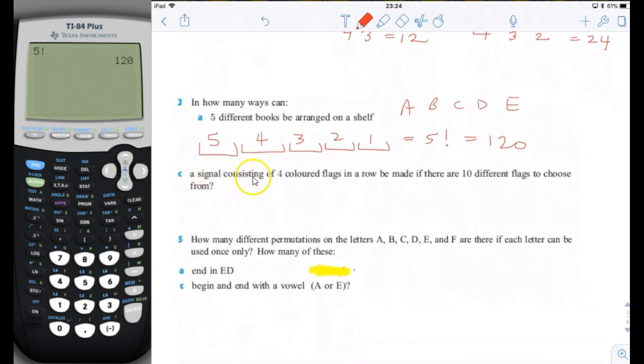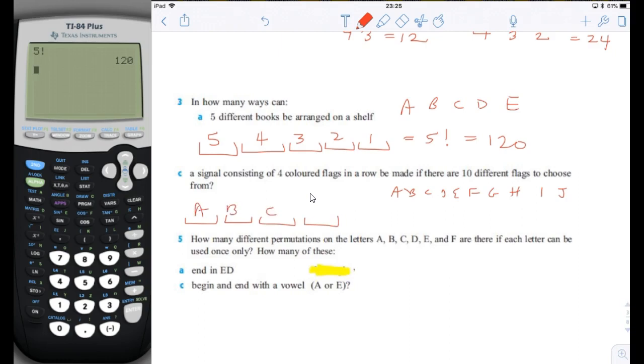3C. A signal consisting of 4 colored flags in a row can be made if there are 10 different flags to choose from. Okay, so basically you've got 10 flags. So you have 10 different flags, and you're going to put them in 4 different positions. Okay, and for example, one of the possibilities could be A, B, C, D. Another possibility could be B, C, D, E, etc., right? So how would you calculate the number of ways you could do that?